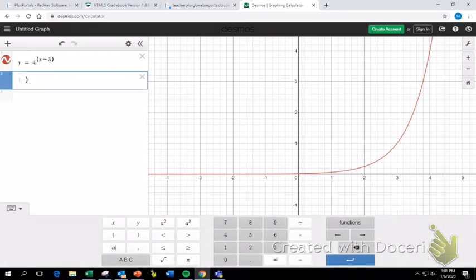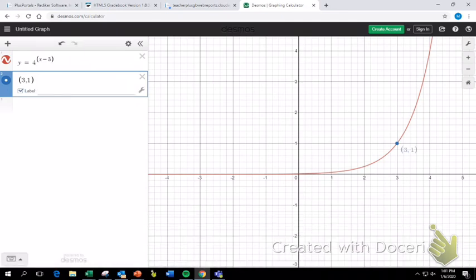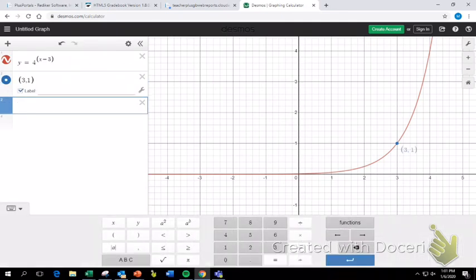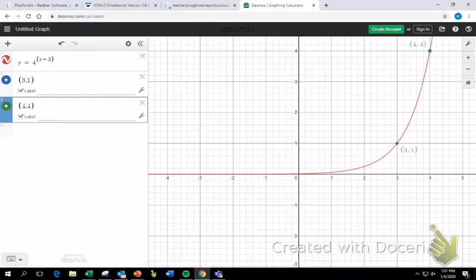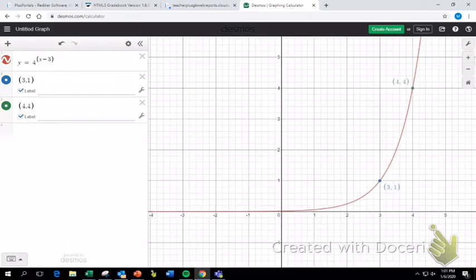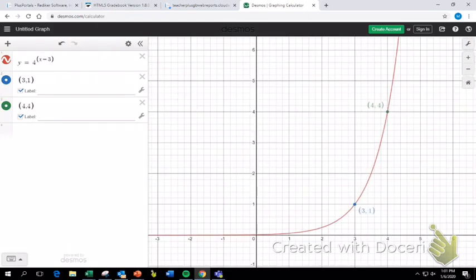3, 1. All right, remember, we can plug in the points. A little bit better than that. Plug in the points, and then we can actually ask it to label it so we can make sure it is on the graph. And it is. So give me one more point on the graph. 4, 4. Again, let's label it. And it is exact. All right? So go ahead, plot your points, label them, and draw your line through it. Make sure you get your arrows on both ends.